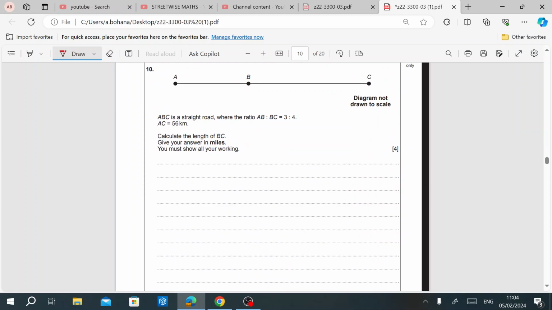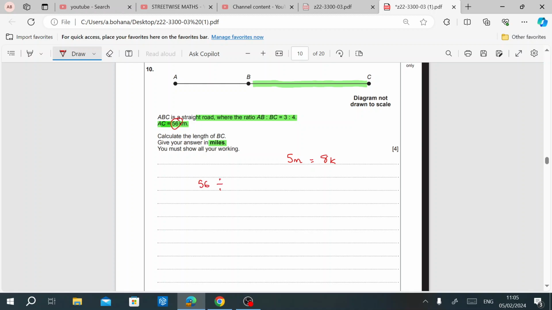Now, 10 is a ratio question. They want you to work out the length of B to C, but they want it in miles. So this is in kilometers. Before I answer this question, I just want to bring to your attention that 5 miles is equal to 8k, or 5 divided by 8, whichever way you want to do it. Let's do the ratio first. The total is 56.